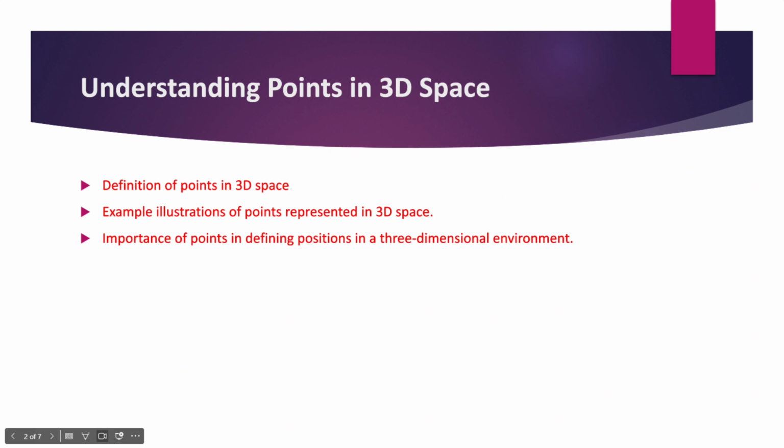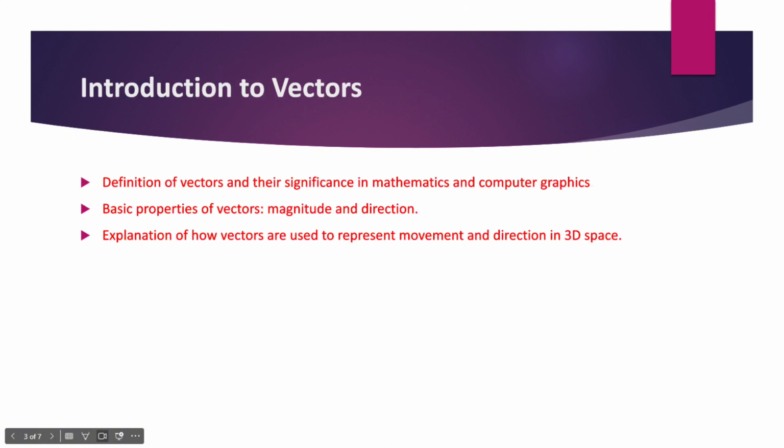Points play a fundamental role in defining positions in a three-dimensional environment because they serve as the basic building blocks for constructing shapes, objects, and structures. By specifying the coordinates of points, we can precisely locate and describe the positions of vertices, corners, and other key features in three-dimensional space. This is crucial in various fields such as architecture, engineering, computer graphics, physics, and more, where accurate spatial representation is essential for analysis, design, simulation, and visualization.